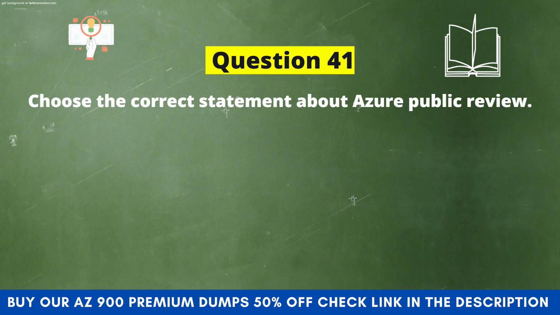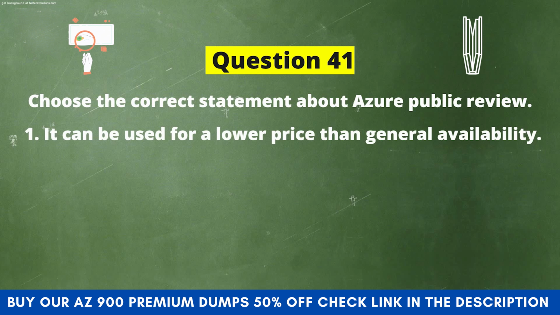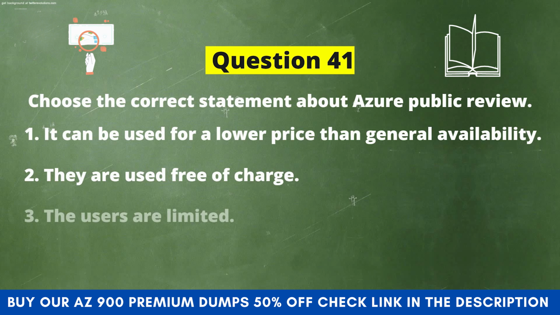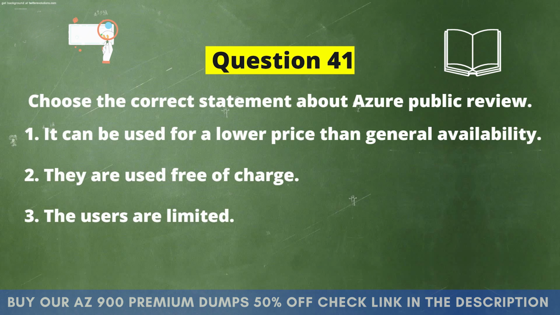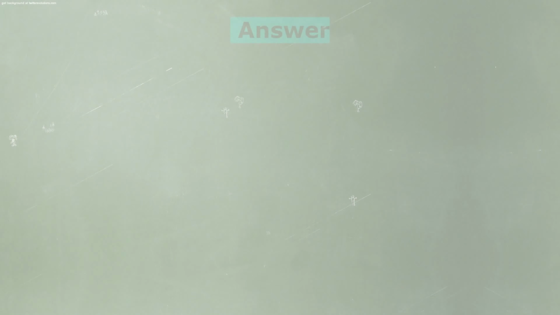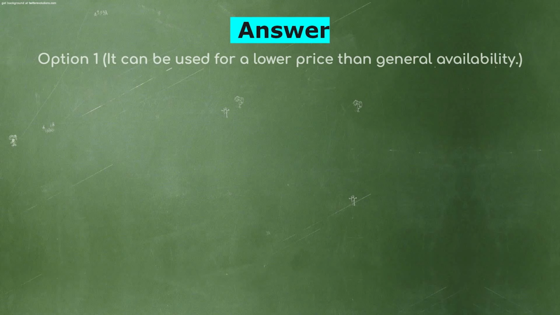Next question. Choose the correct statement about Azure Public Preview. And the options are 1. It can be used for a lower price than general availability. 2. They are used free of charge. 3. The users are limited. 4. They are used from a dedicated portal. And the correct answer is option 1. It can be used for a lower price than general availability.